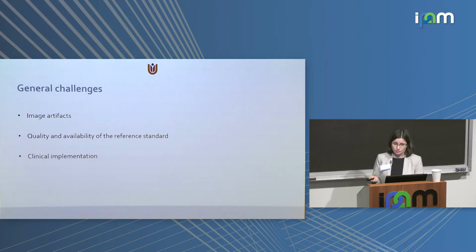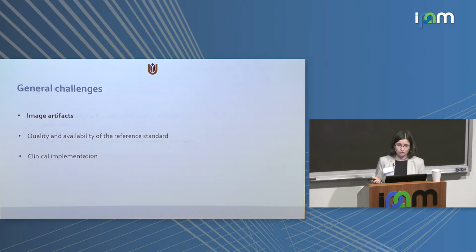So first, we had to deal with image artifacts. Those were mostly low dose and related to acquisition parameters. Then what we always have to deal with is the quality and availability of the reference standard. In many cases, the reference standard is just not available, or it is very difficult to obtain a high quality reference standard. And then in the end, we had to deal with issues regarding clinical implementation.